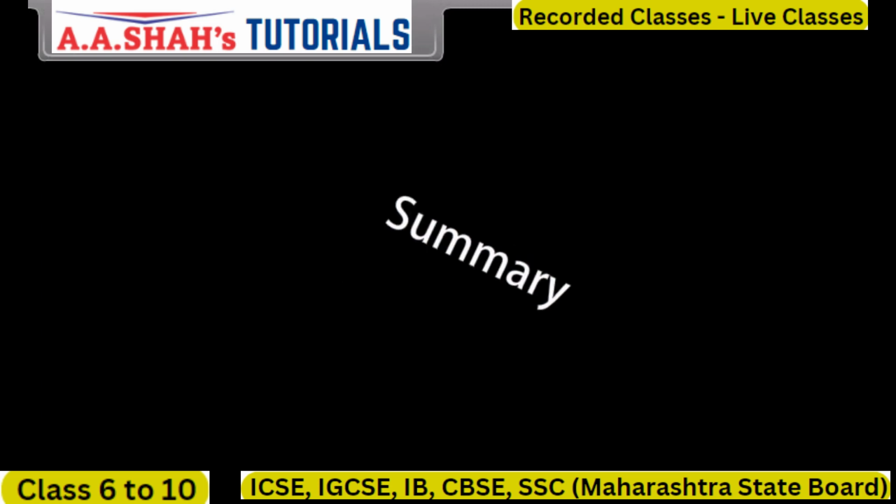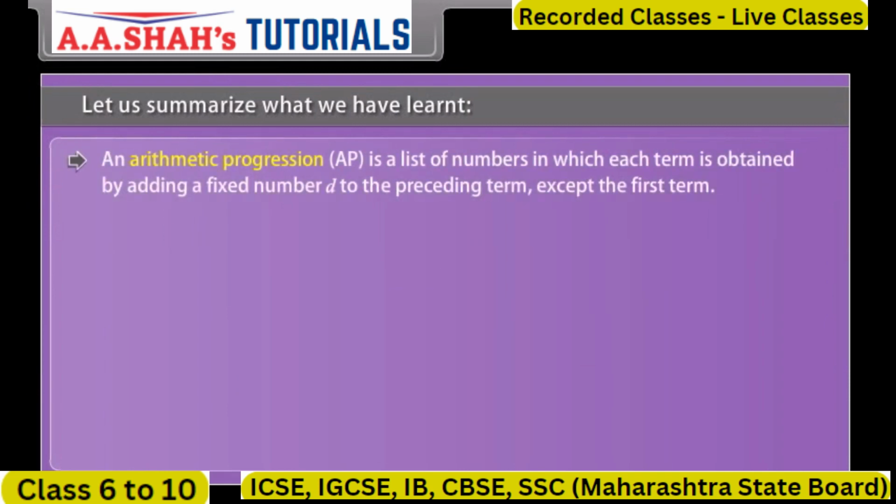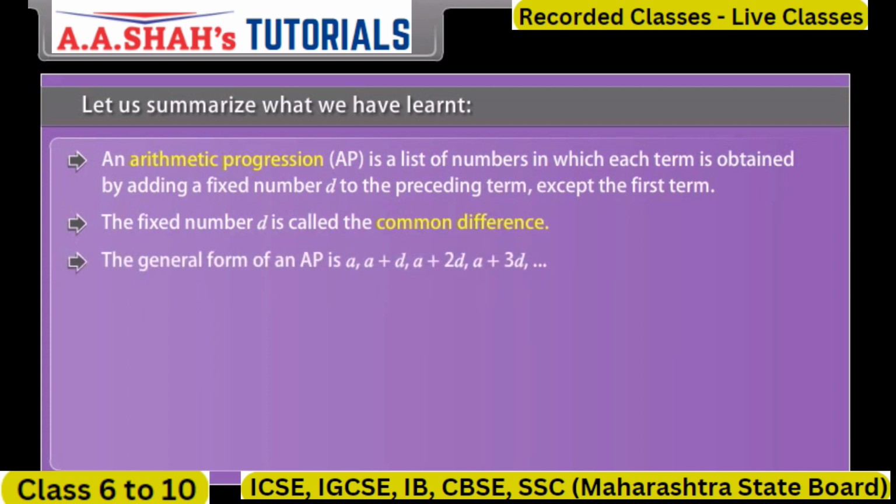Summary. Let us summarize what we have learned. An arithmetic progression AP is a list of numbers in which each term is obtained by adding a fixed number d to the preceding term, except the first term. The fixed number d is called the common difference. The general form of an AP is A, A plus D, A plus 2D, A plus 3D, and so on.